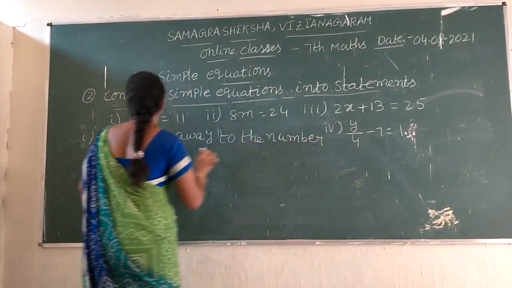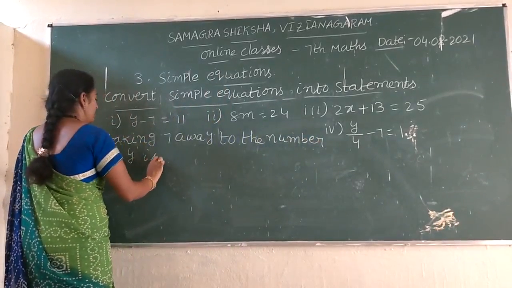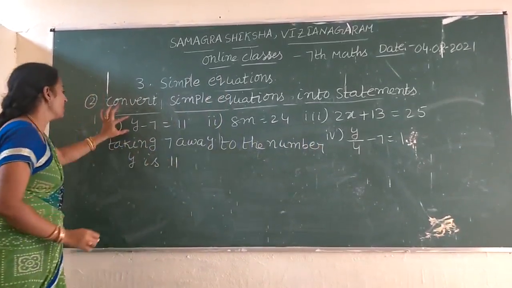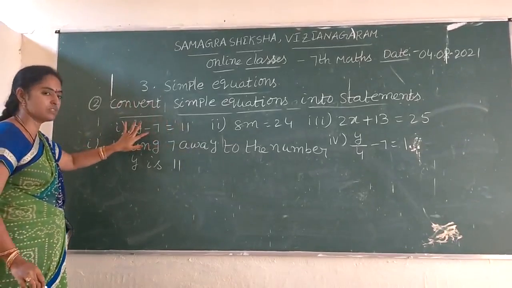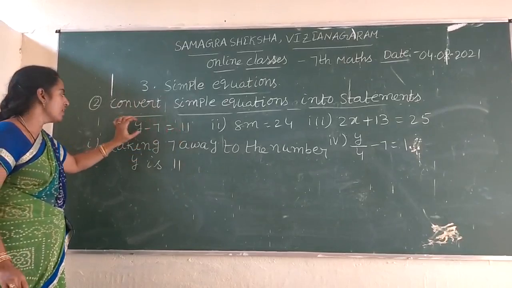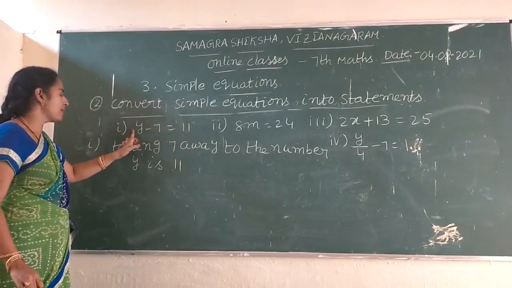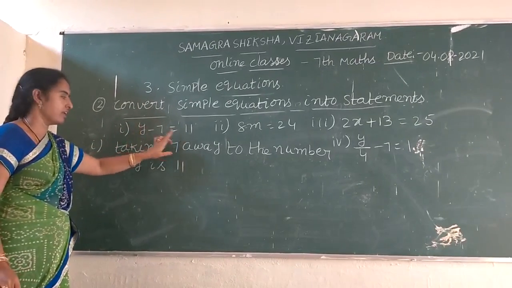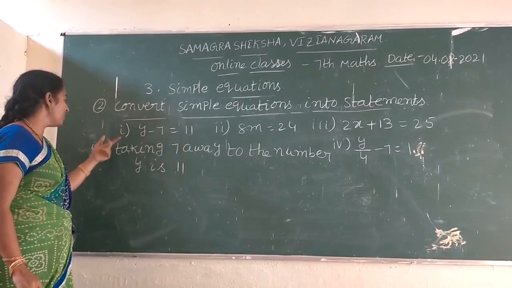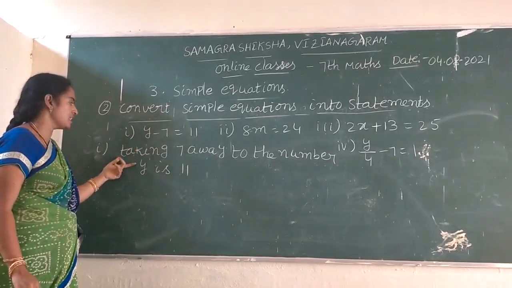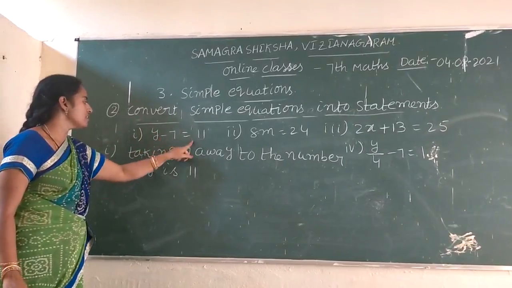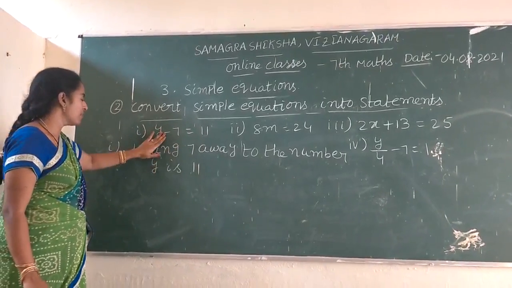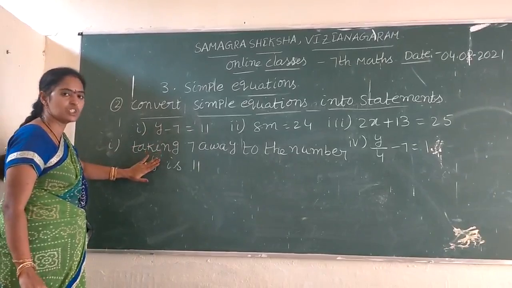Taking 7 away from the number y is 11. So here y minus 7 is equal to 11. The equation is y minus 7 is equal to 11. We have to write this equation as a statement: taking 7 away from the number y is 11. So y minus 7 is converted into this statement.